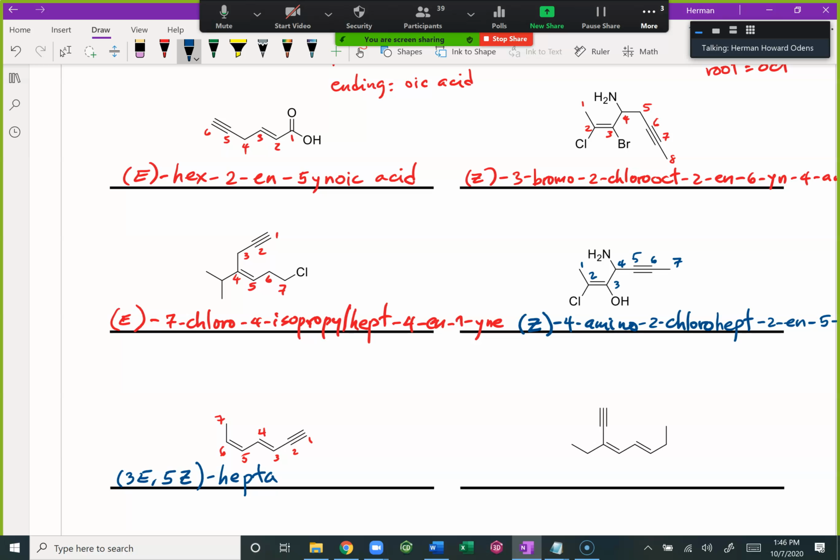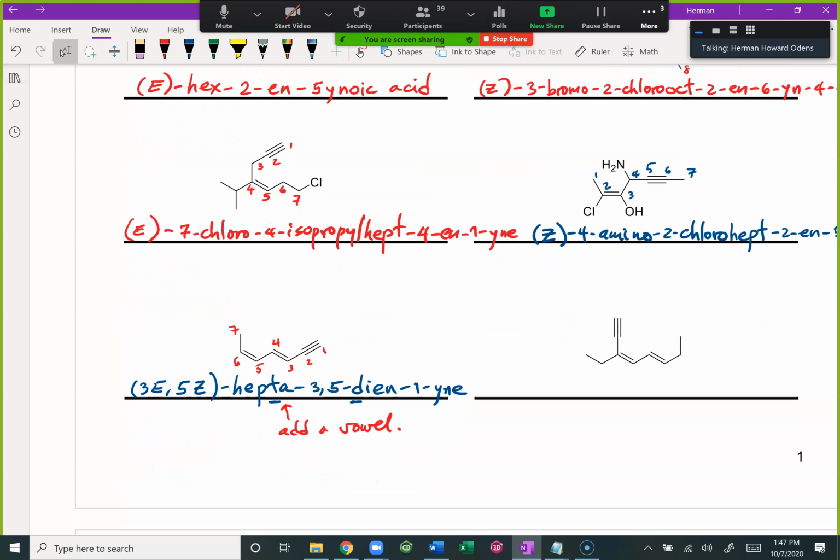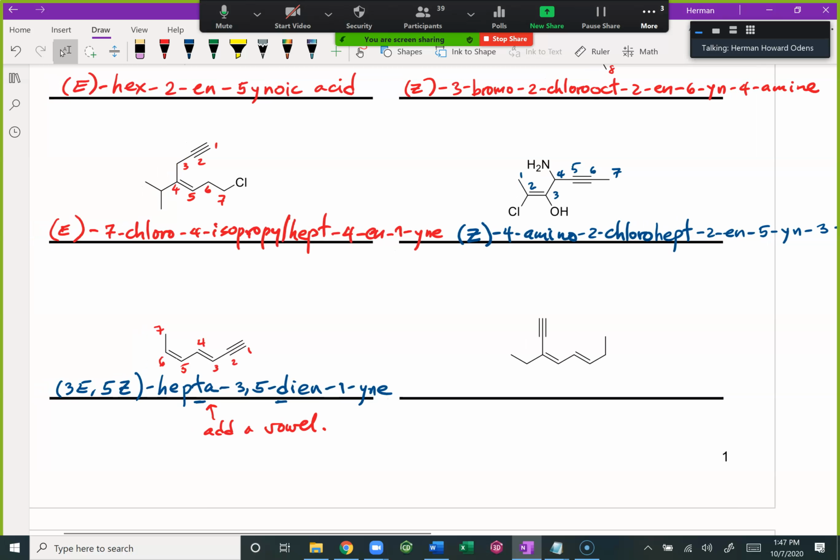So hepta is your root. Notice I'm gonna have to add, and she did add, an A because we need to add a vowel. You'll see why. Add a vowel. And that's because we have 3,5 diene. All right, and so you have a consonant and another consonant, so you have to add the A to separate those consonants. And then 1 yne. Woohoo! We had 3 minutes. That's enough time to name this molecule.